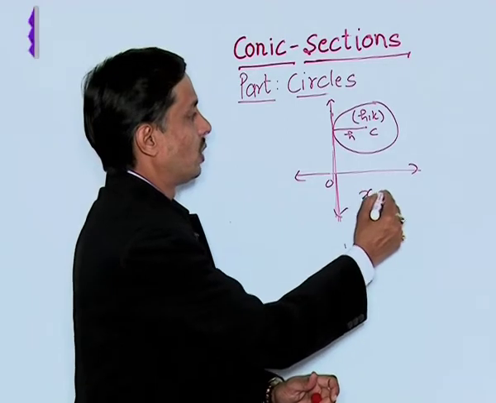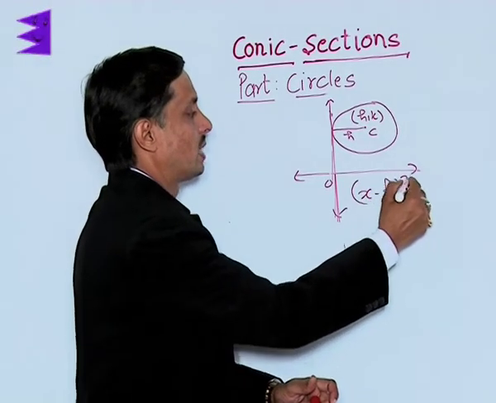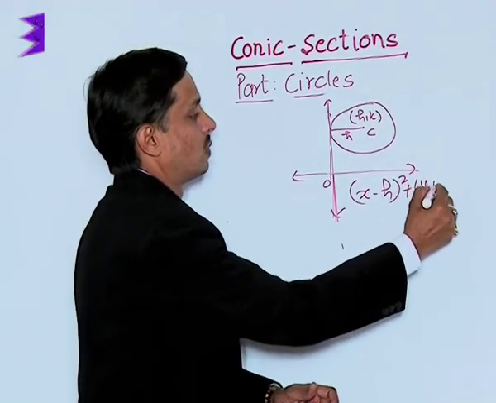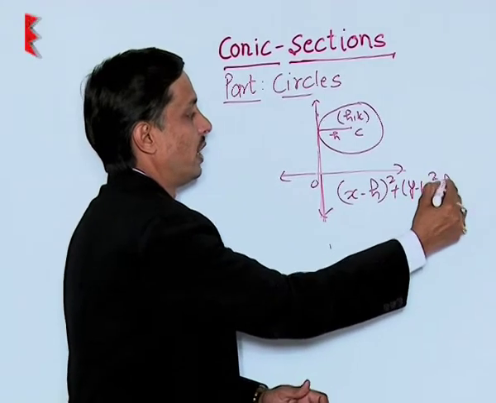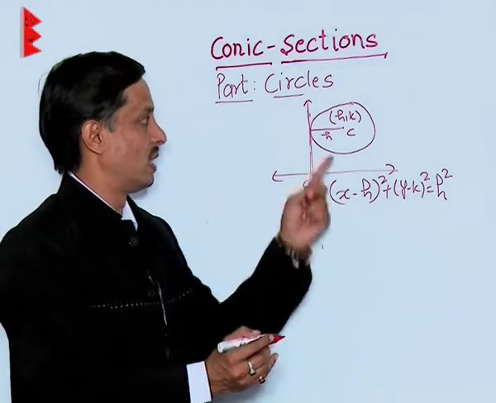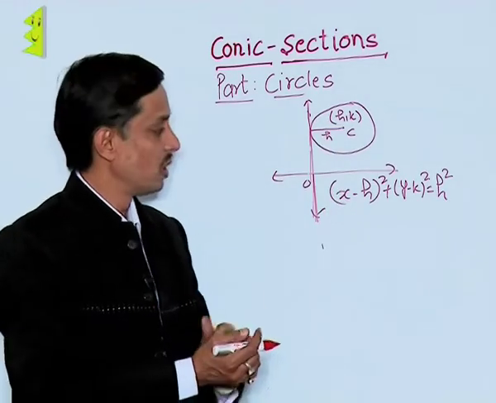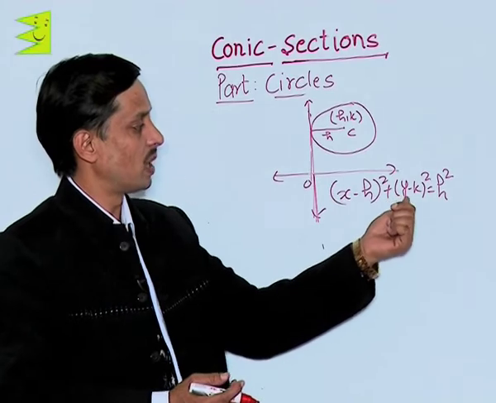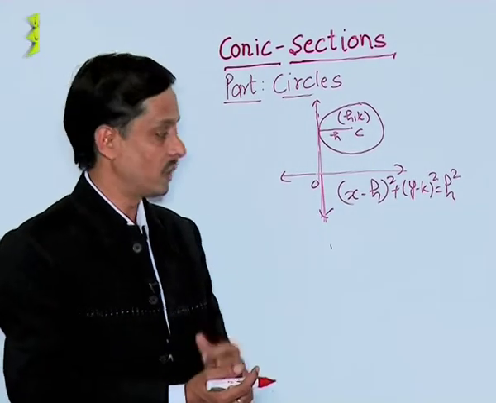So in this situation, the equation will be given by (x minus h) square plus (y minus k) square is equal to radius square. In this situation where the circle touches the y-axis, the radius is given by the x coordinate, so this becomes (x minus h) square plus (y minus k) square is equal to h square. Number 1.